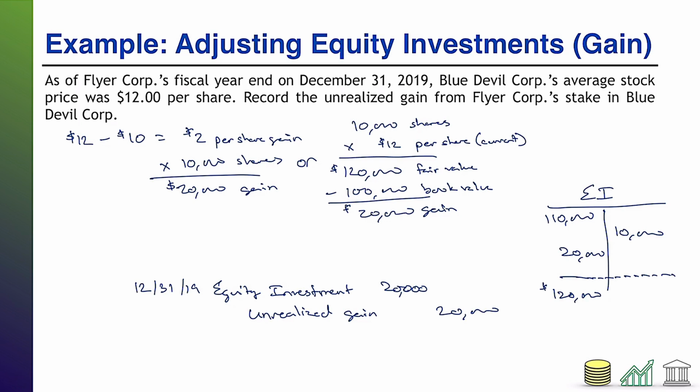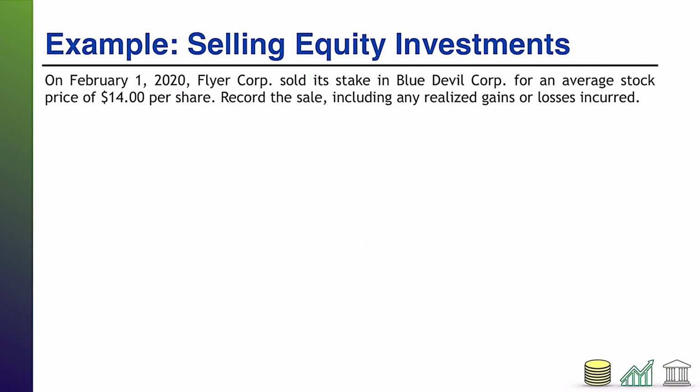All right. So there's only one thing left. We've done buy it, we've done down in value, we've done up in value. The last thing we could do is sell it. So let's check that out. On February 1st, 2020, Flyer Course sells the stake in Blue Devil Core for an average price of $14 per share. Okay, again, two ways you can go about it.